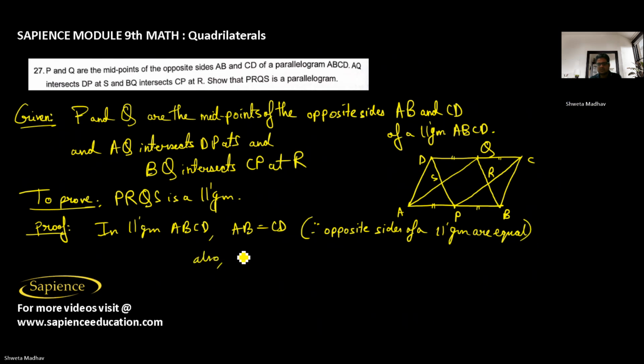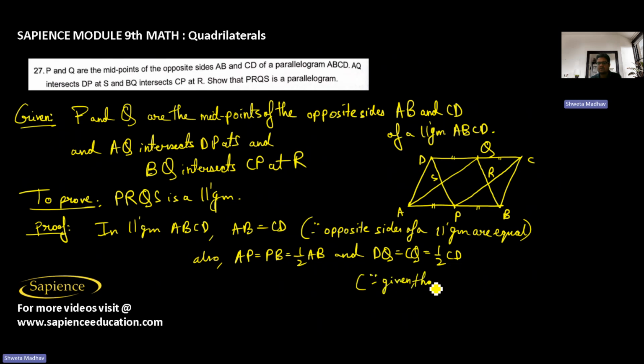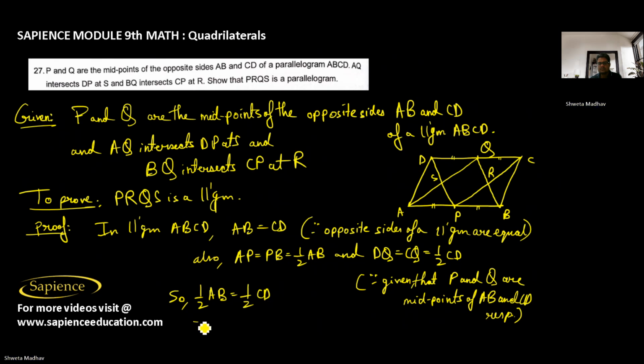Also, AP equals PB equals half of AB. And also DQ is equal to CQ is equal to half of CD, since it is given that P and Q are midpoints of AB and CD respectively. So now we can say that half of AB will be equal to half of CD, which means that AP is equal to QC, is equal to PB, which is also equal to DQ.